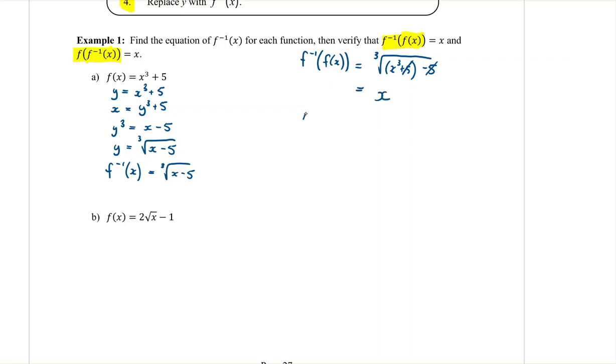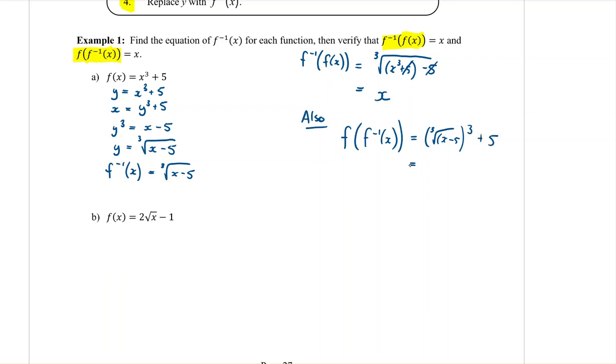Okay, let's show the other one. Also, if I take the original function, f, and I'm going to sub in the inverse function this time. My original function was x cubed plus 5. Now I have to replace the x with the other function, which is the cubed root of x minus 5. And I have to cube it, so that's my x cubed, right? Plus 5.